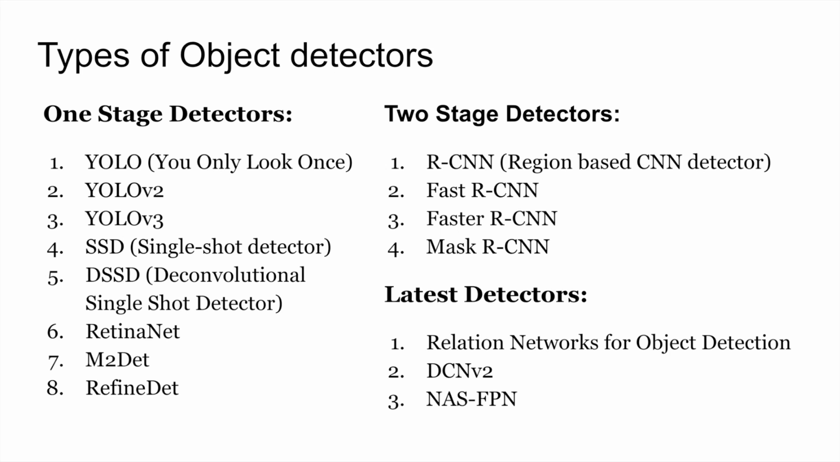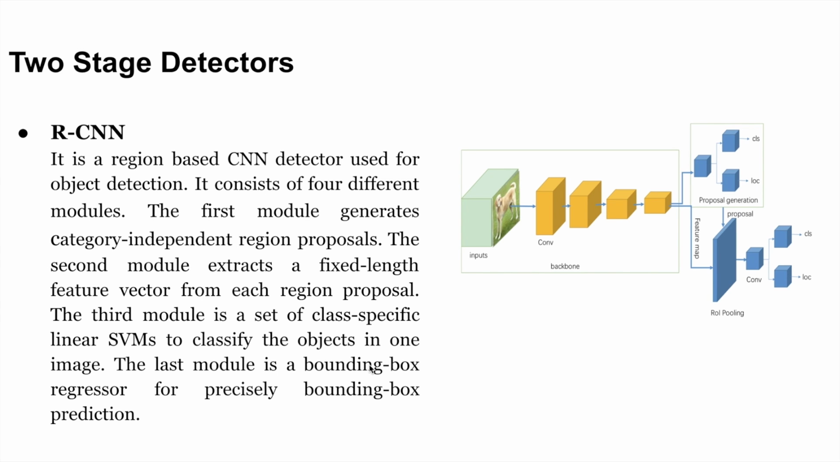Coming to one stage detectors, they have YOLO, SSD, RetinaNet, and so on. They treat object detection as a simple regression problem by taking an input image and then learning the class probabilities and also the bounding box coordinates. Such models reach lower accuracy rates but are much faster than the two stage detectors.